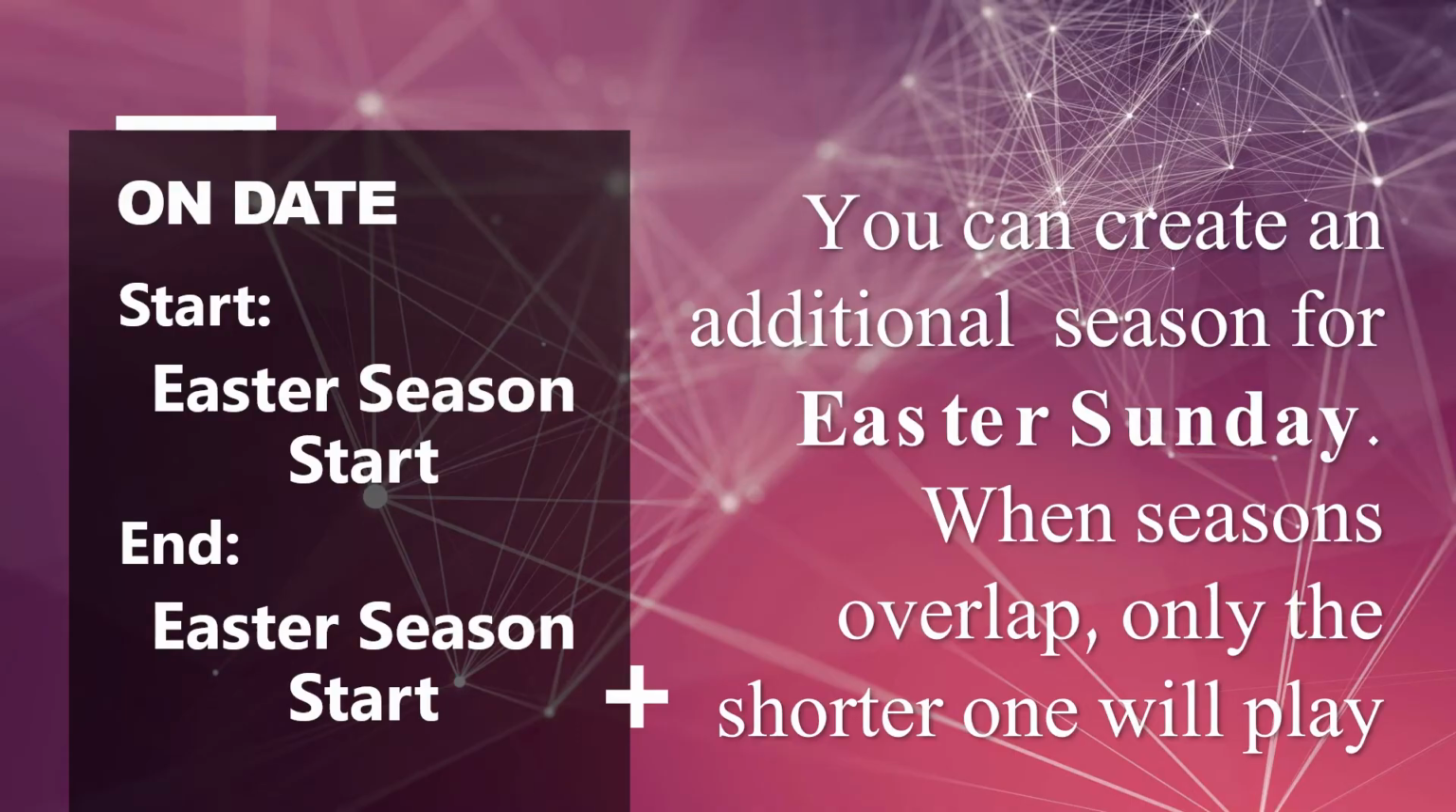On date. Create a season just for Easter Sunday by setting the start and end times to the beginning of the Easter season. Since 2 seasons would be active that day, only the shorter one would play.